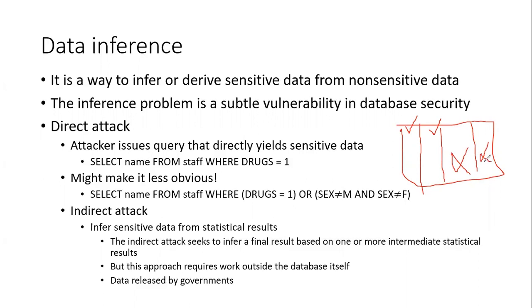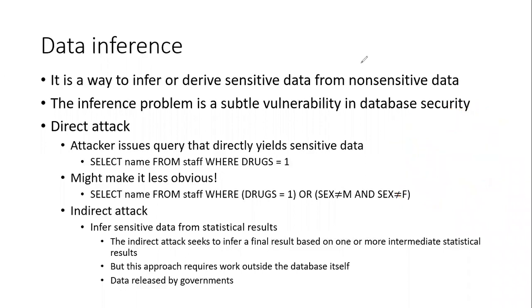So what they do is sometimes they combine these two pieces of information and guess this one, the fourth one, or this one, right? So it can also be possible over there. So it might infer or derive sensitive data from non-sensitive information. So it's called inference. The inference problem is a subtle vulnerability in database security.